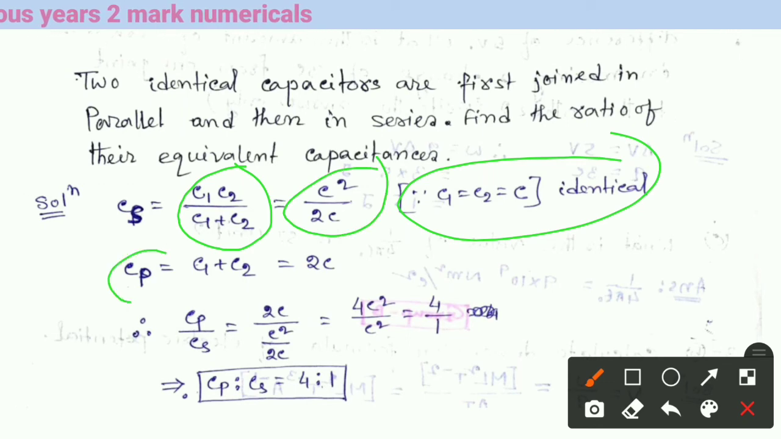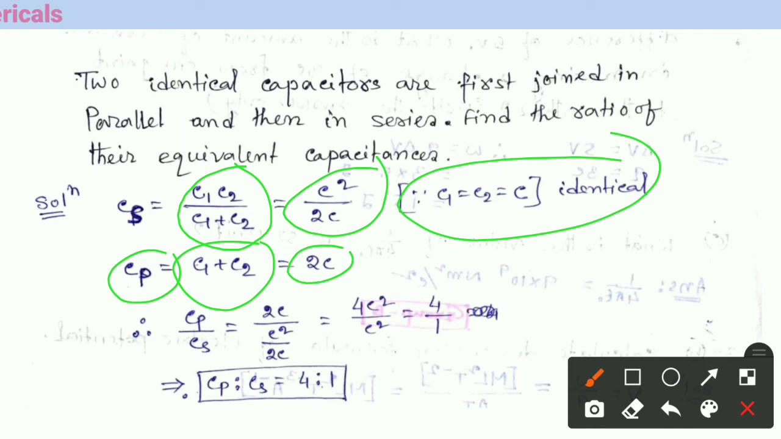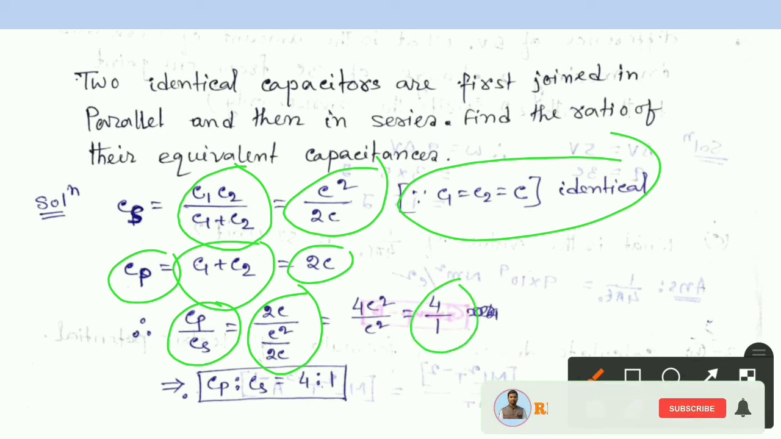Now CP, when we connect two capacitors in parallel, its equivalent will be C1 plus C2. It is equal to C plus C, so 2C. Now we have to find the ratio. Cp by Cs is equal to 2C by C square by 2C. So after calculating, we will get it is equal to 4 by 1. So Cp is to Cs is equal to 4 is to 1, which is the final answer.